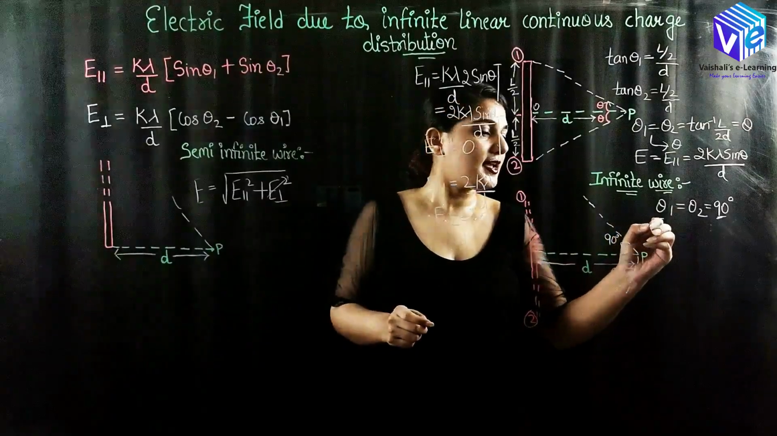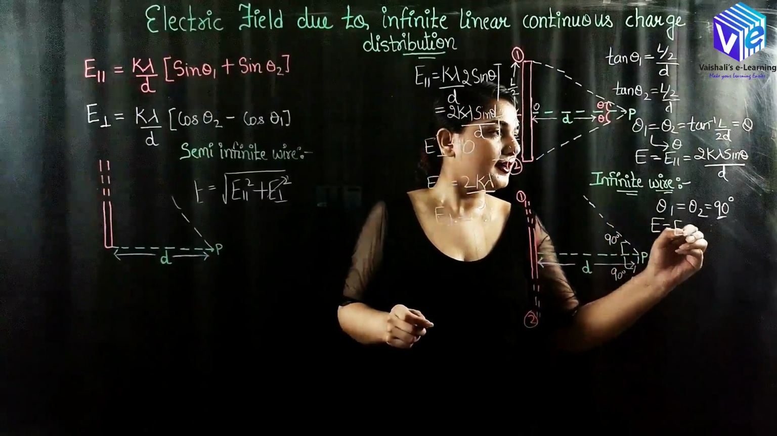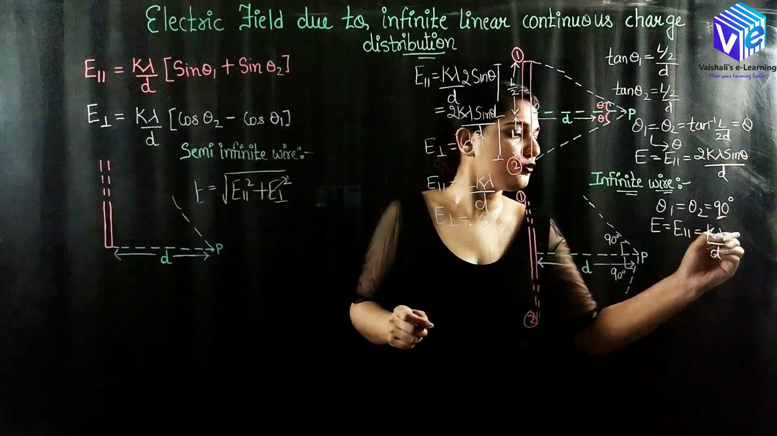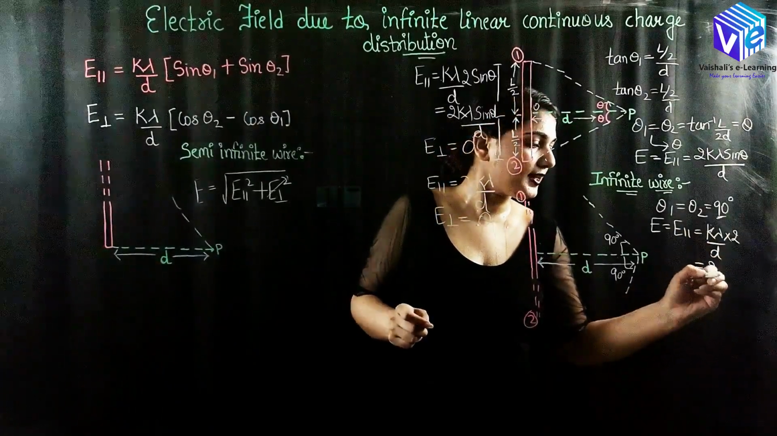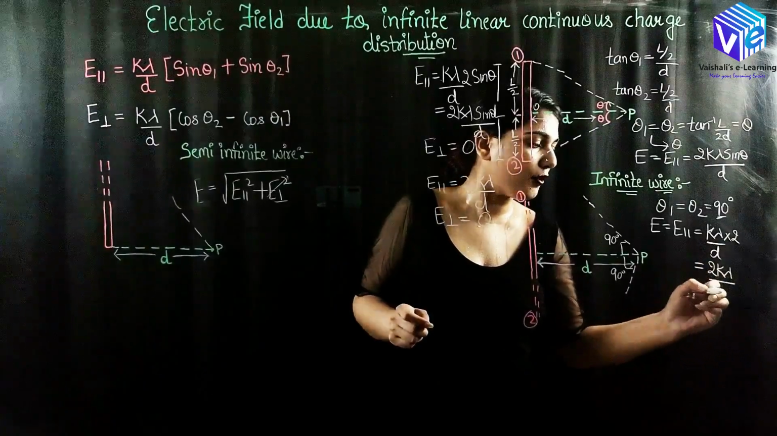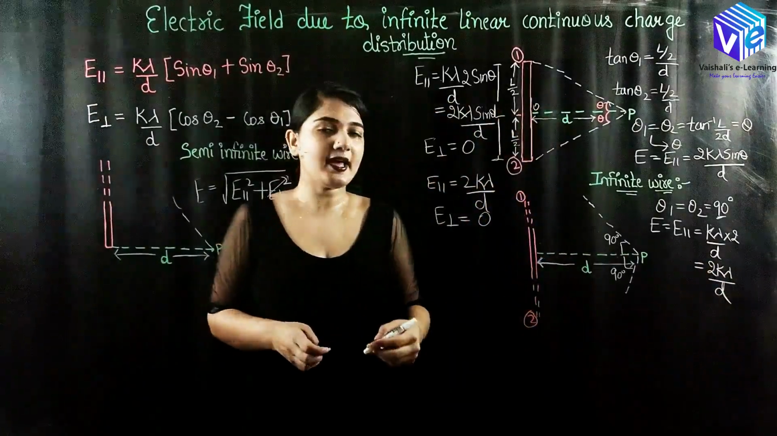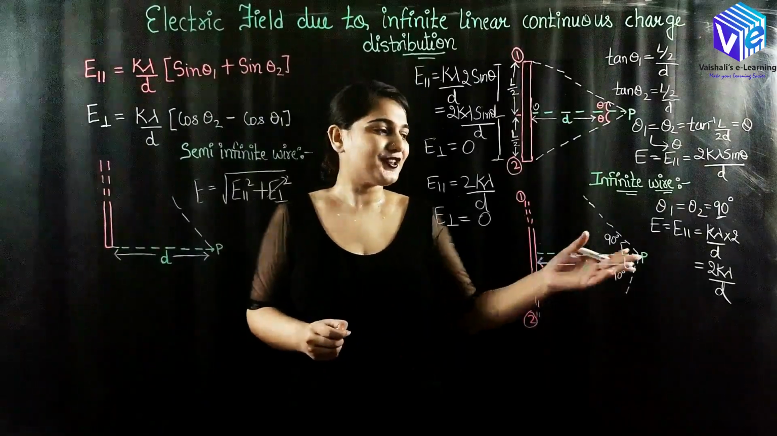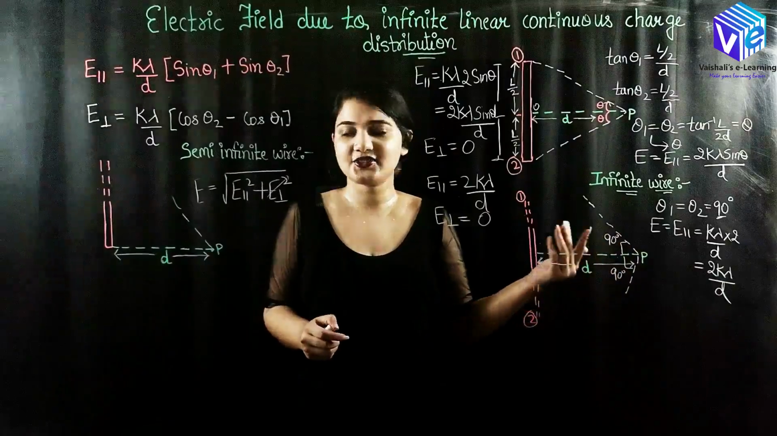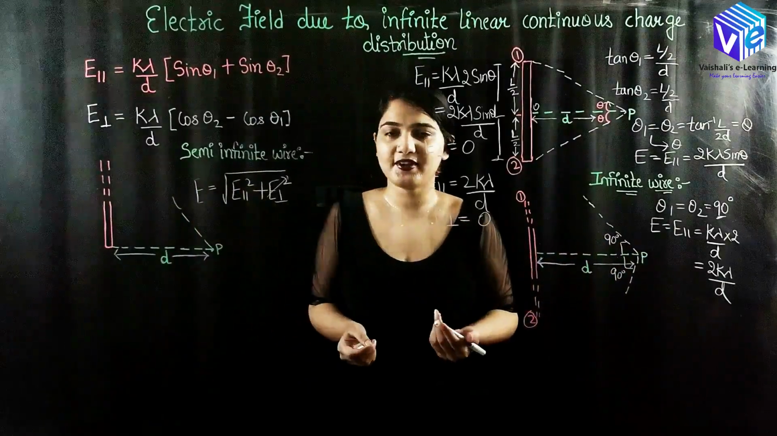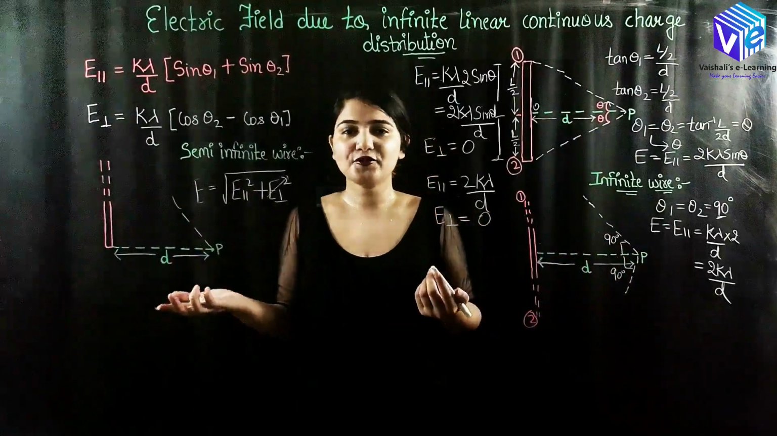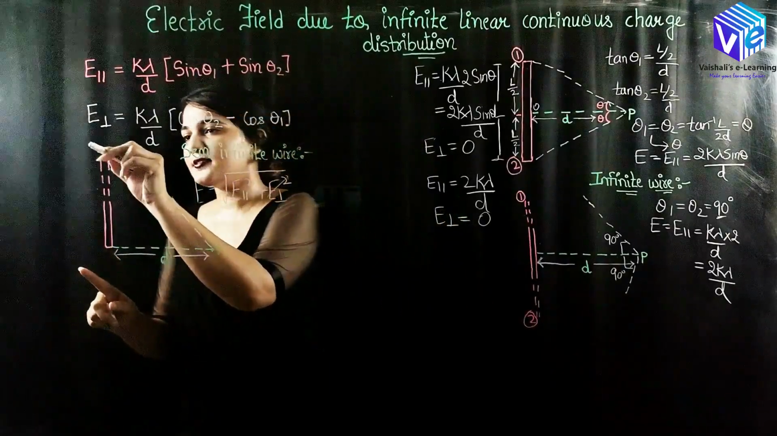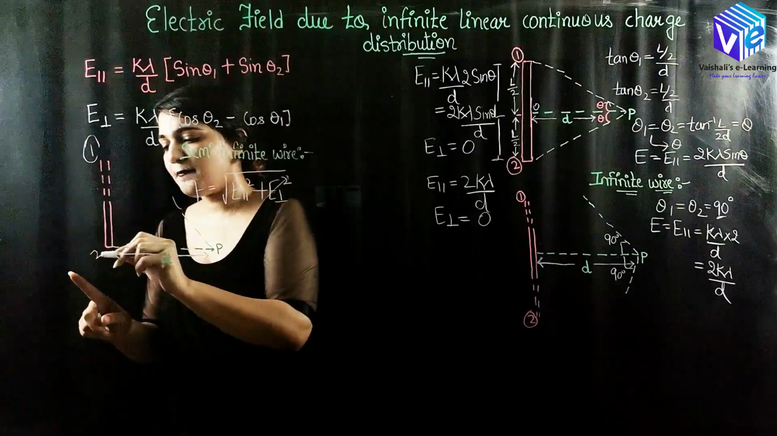Now I can say E is equal to E parallel is equal to k lambda upon d into 2, or I can write it as 2k lambda upon d. So this is my electric field due to the infinite wire. Was it difficult? No. This is how we can find out the electric field. Now coming to the semi-infinite wire. First I have to find out both of the angles. Here you can see this is my point 1, this is my point 2.